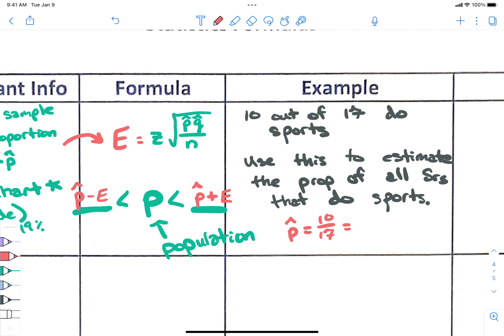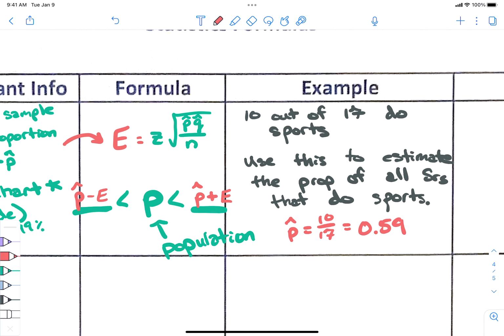0.59. We'll go 2 decimal places. So that means 59% of you guys do sports, okay? Now, if I include all of the seniors in Blue Hill, is it true that 59% of all of the seniors do sports? No, probably not, because some of those other people might all do sports, or they might not do sports, none of them. So it'll just change that percentage. It won't be exactly 59%.